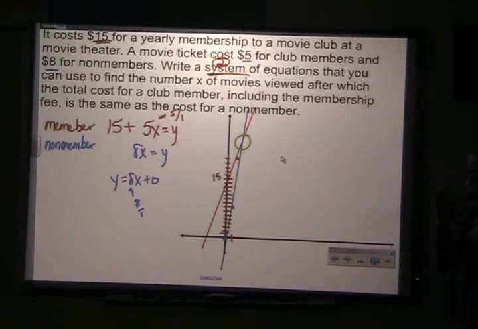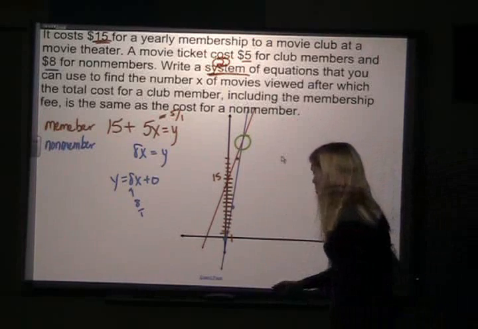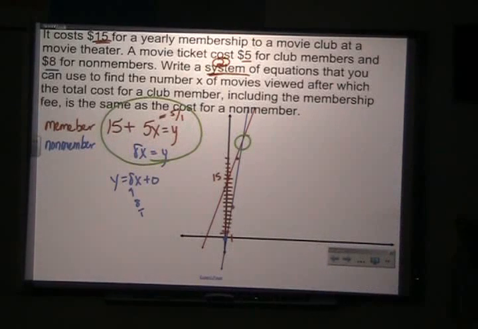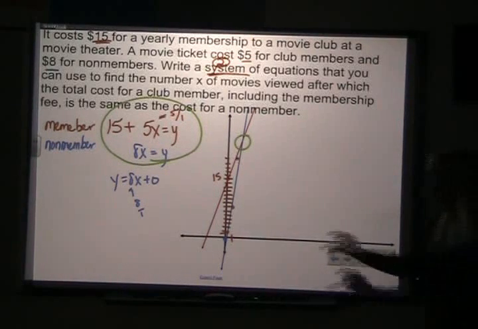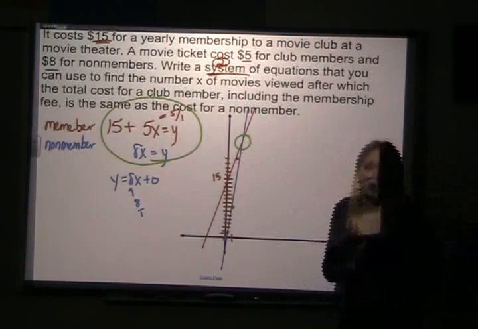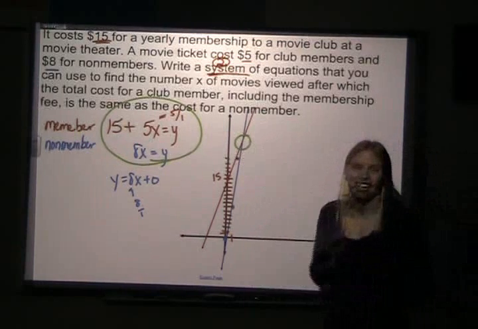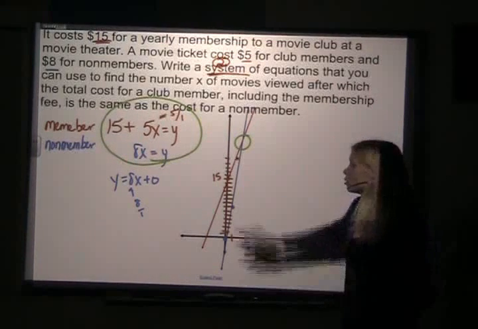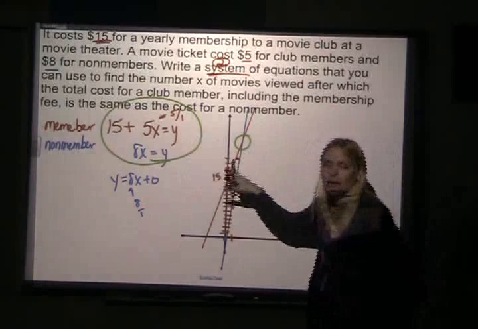Also notice the problem asked me to write a system of equations and then to graph it. I'm not asking you to solve this today. We're going to talk about how to solve it when I can't tell exactly what it is from my graph this next couple of days. Okay, so right now you just have to graph it and have your equations.